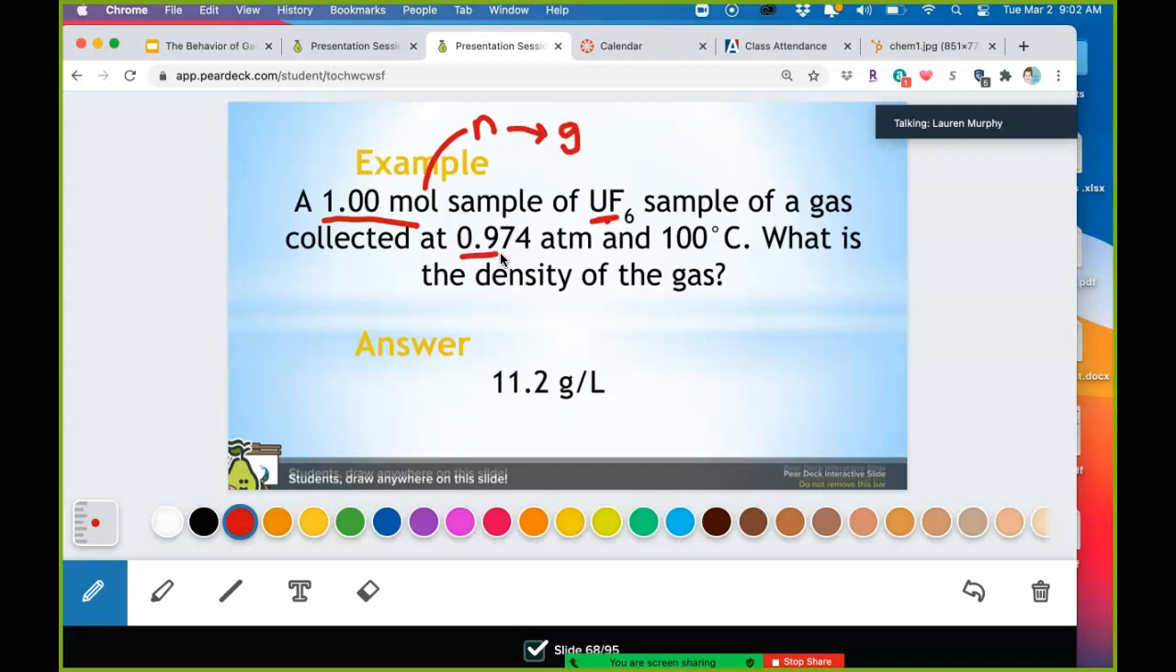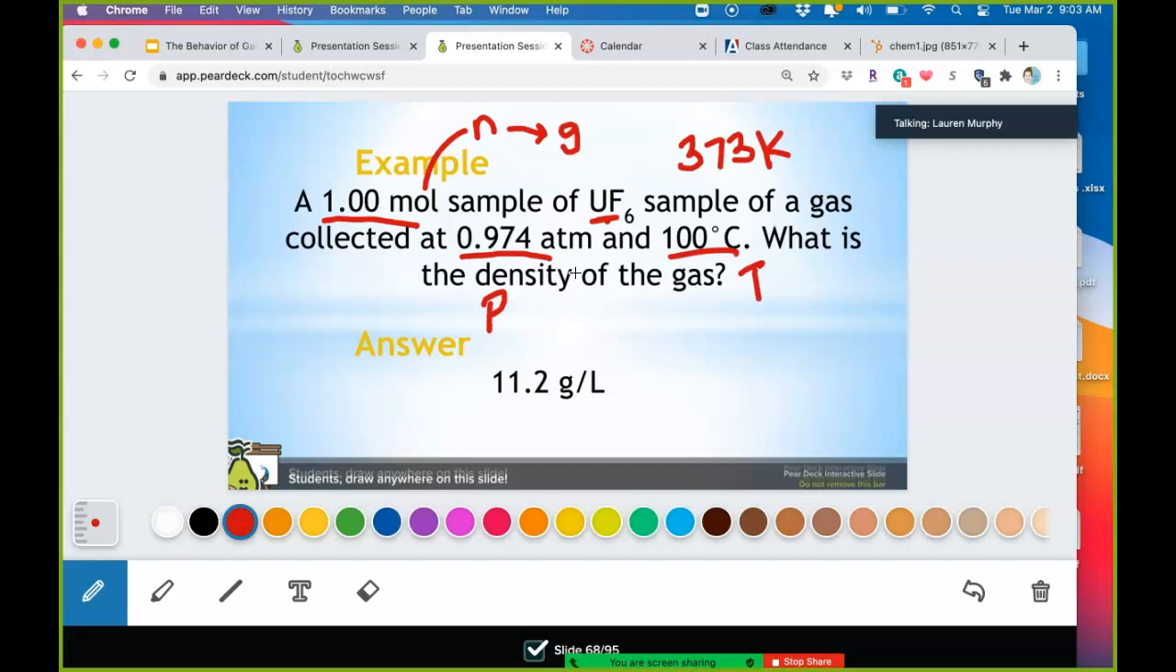And I give you a pressure. And I give you, so this is P. And I give you a temperature. Now it's in Celsius, so we're going to have to convert that to Kelvin. In fact, let's just do that now. 100 plus 273 is 373 Kelvin. Because we can't use Celsius, we can only use Kelvin, and we can only use liters. Those are the two units you have to be careful with for the ideal gas law. And I want to know the density.